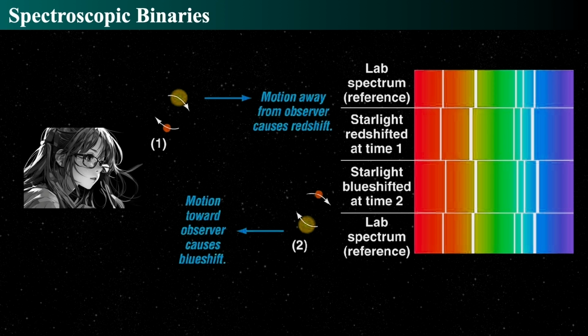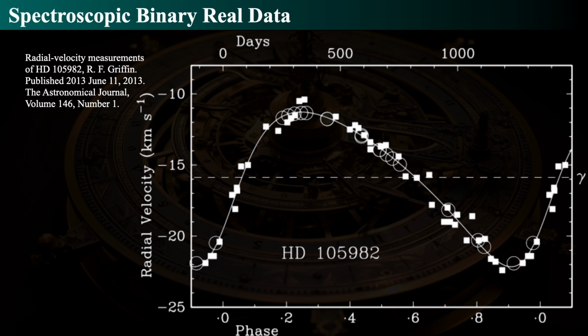Now, if you can see the lines of both, then they wag back and forth, but sometimes you have such a dim star, maybe a red dwarf star compared to a G-type or an F-type star, that you can only see one of them. Such as the example I gave before by R.F. Griffin, where we see only the spectroscopic data of the radial velocity of the motion of one star. Specifically, the star is HD 105982 from the Henry Draper catalog. That is out of the Harvard data set.